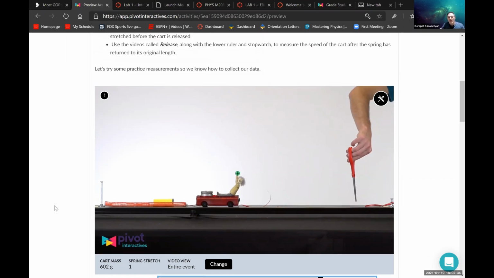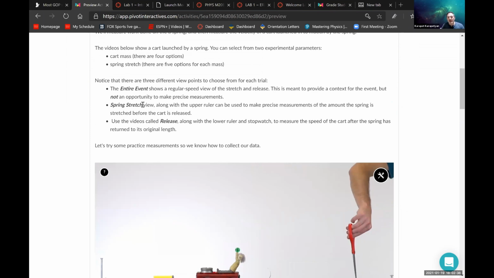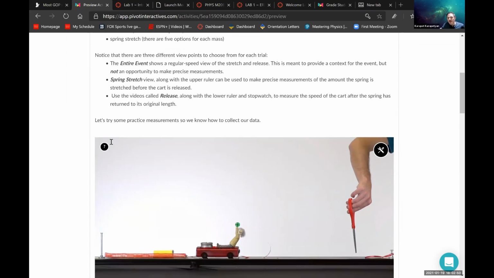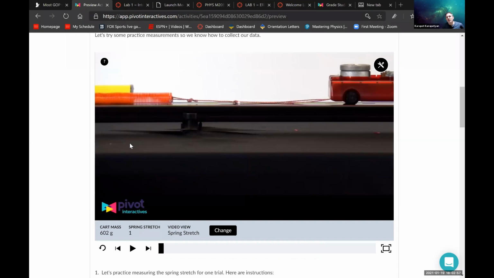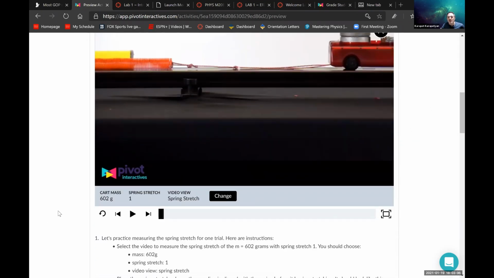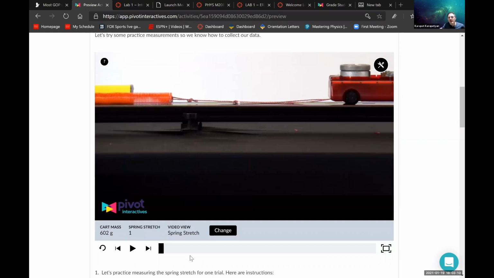All right, we're going to then have 2 different videos, spring stretch and release. This one we're going to do first. Along with the upper ruler, we can make measurements of the amount of spring stretch before the cart is released. For the same mass, you have to make sure you're always keeping the same mass and same spring stretch value. So this is only for the part where the spring is being stretched. So here's the video.